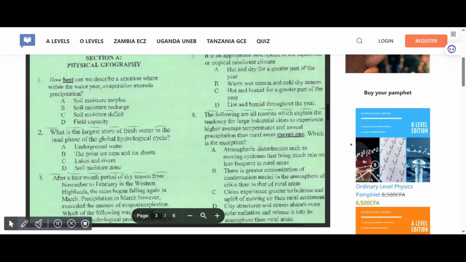What is the largest store of fresh water in the land phase of the global hydrological cycle? This question has come in 2018. Since I'm doing revisions, I'm seeing the same questions. That's why I say it's good to do revisions, because they just bring the same thing. The answer for two is A, which is underground water.